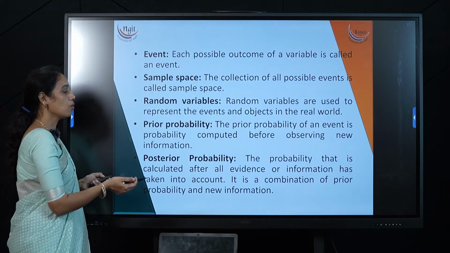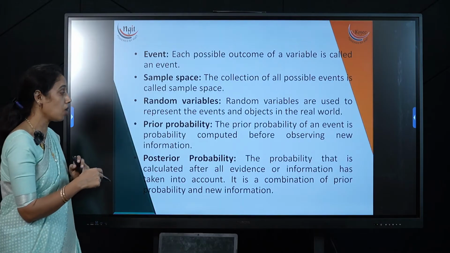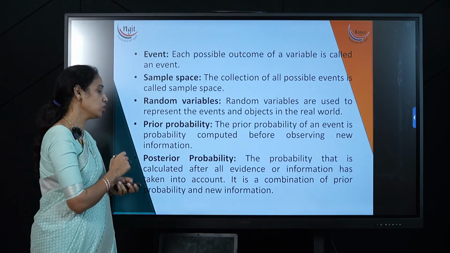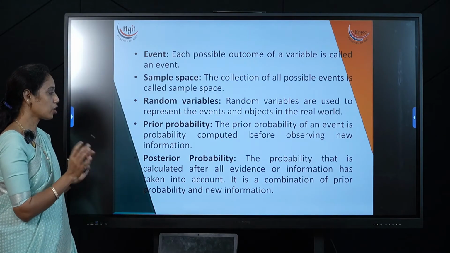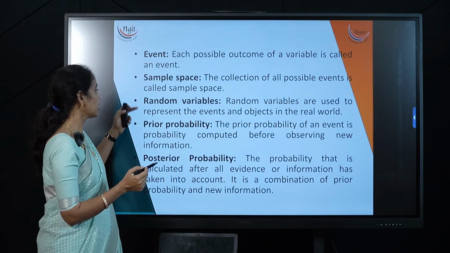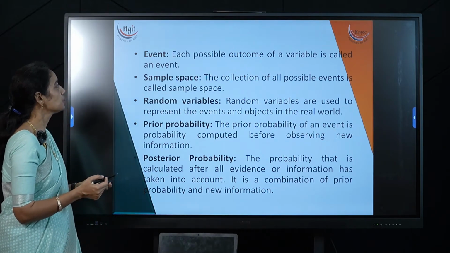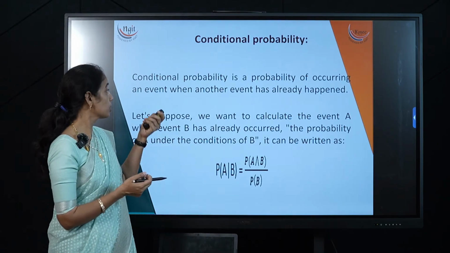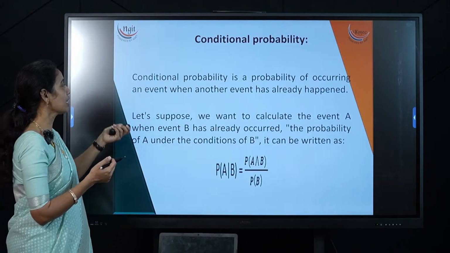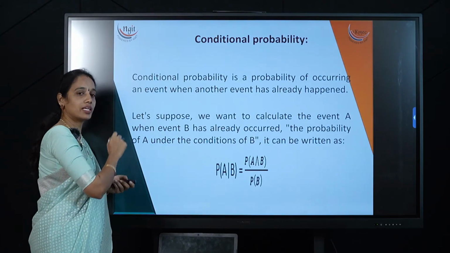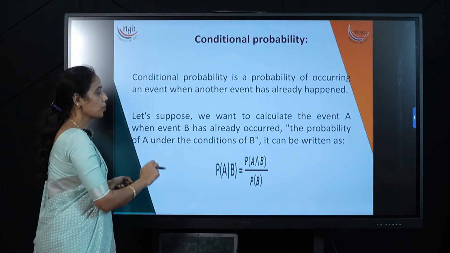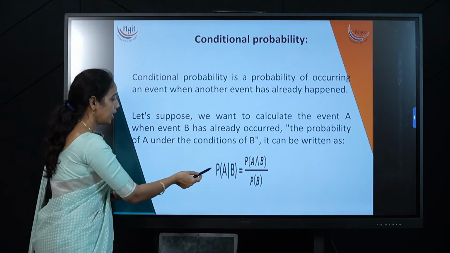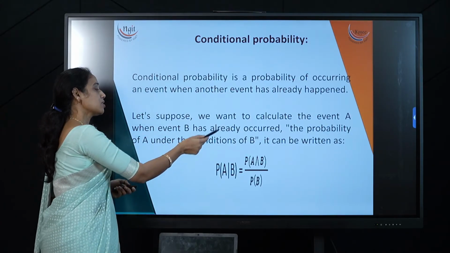Posterior probability is calculated after all evidence or information has been taken into account, and it is a combination of prior probability and the new information. Then conditional probability. What is conditional probability? It is the probability of an event occurring when another event has already occurred. Let's suppose we want to calculate the probability of event A when event B has already occurred.